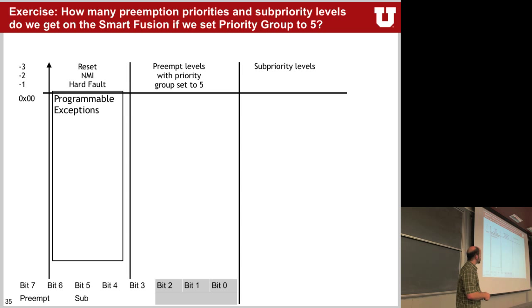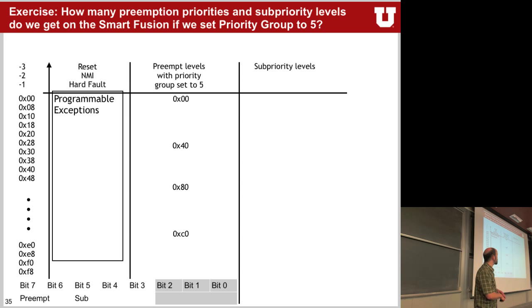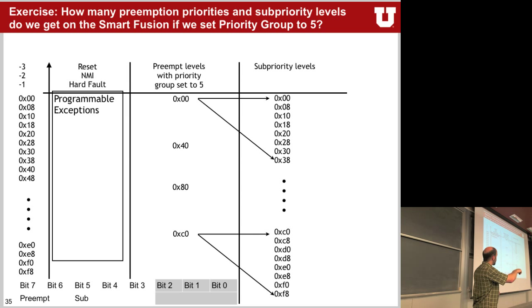Okay? So what happens? Let's assume we have the two highest bits as preemption, and the rest of the bits are sub-priority levels. These are all the different priority levels. So we can get 00, 40, 80, C0 as the preemption levels, right? These are the top bits, with the sub-priorities going from 0 to 38, and down here from C0 to F8. Can anybody tell me why we have this whole complicated structure?